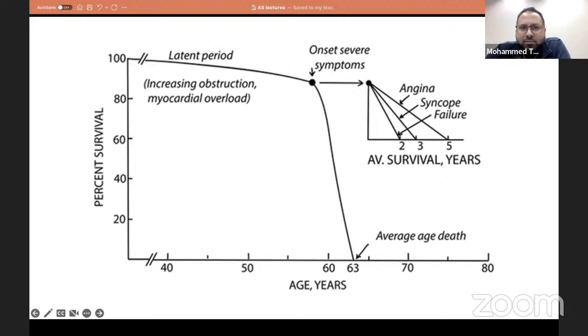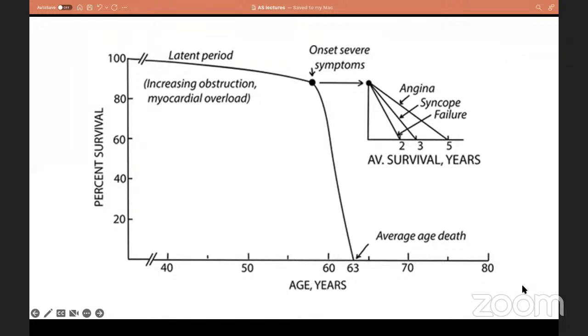Have you seen this graph? It depends on the symptoms. The mortality or survival will be plateauing until she develops symptoms. We start to have angina. The expected survival will be 5 years, and syncope will be at 3 years, heart failure 2 years, and if they develop on top of that atrial fibrillation, it will be within 6 months.